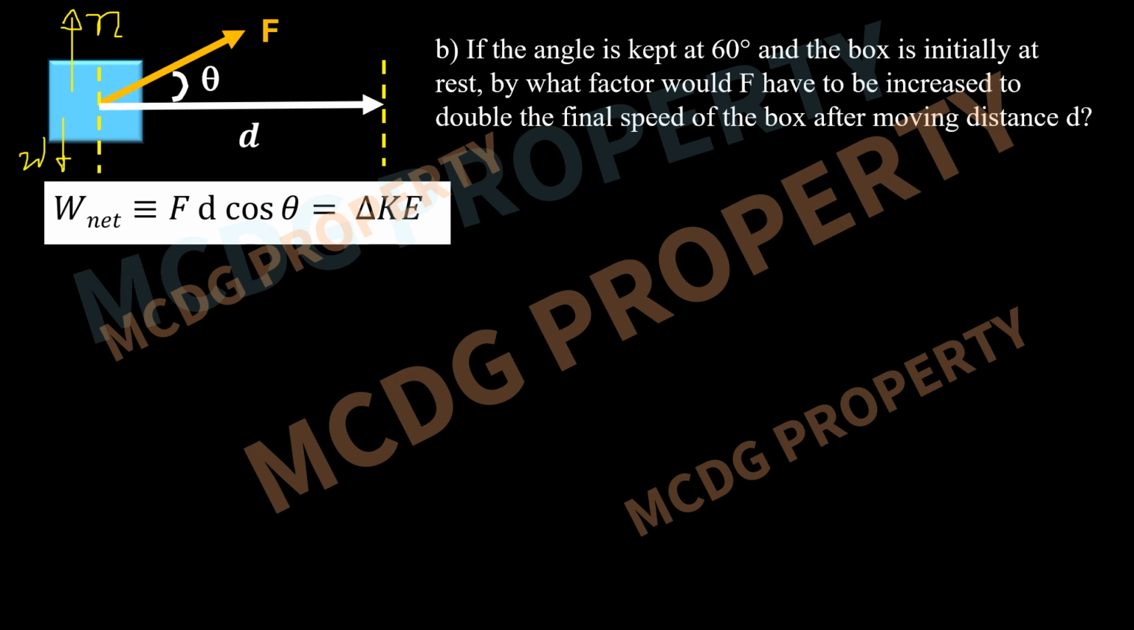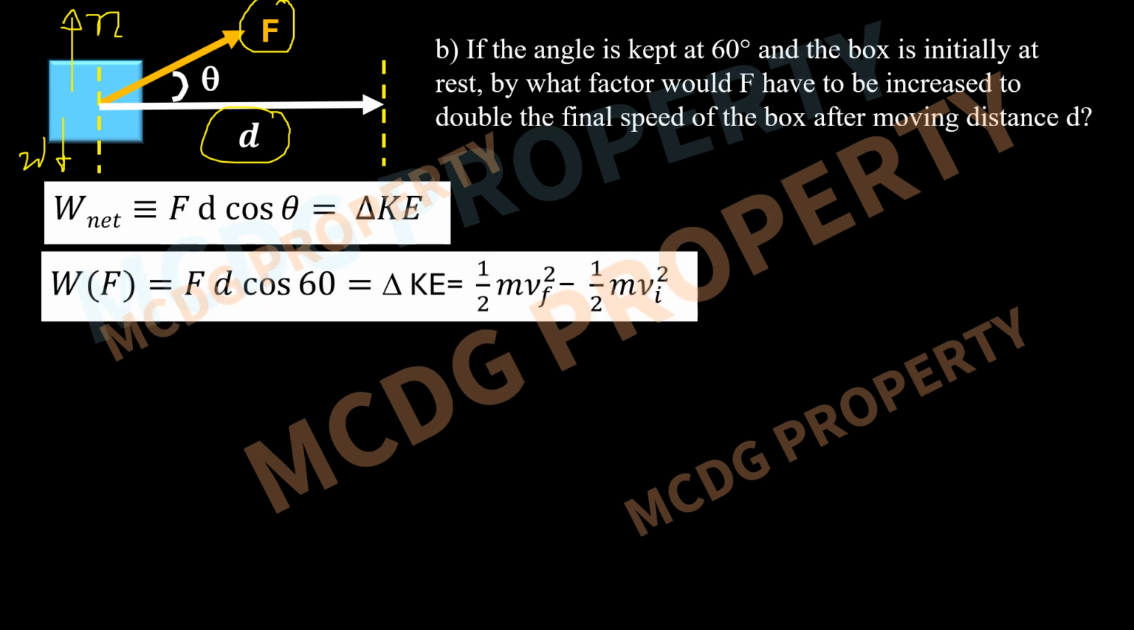Now, if you look at the diagram, the normal force and the weight are both perpendicular to the displacement delta x or d. Hence, the work done by the normal force and weight will be 0. So that's why the total work done, or net work done on the box, is just equal to the work done by the force F, and that is equal to the change in kinetic energy. Now, writing the work done by the force F in terms of the change in kinetic energy, we will obtain this expression here.